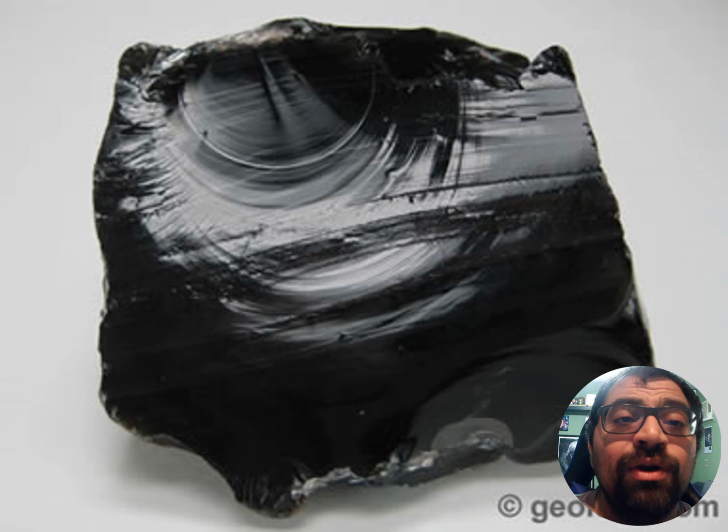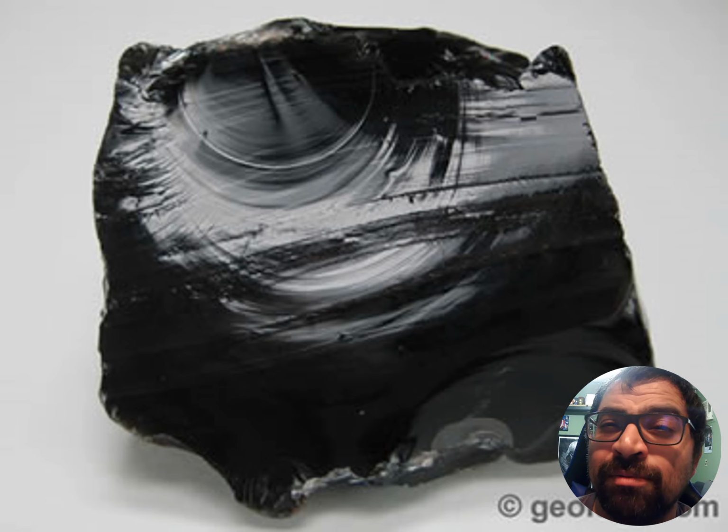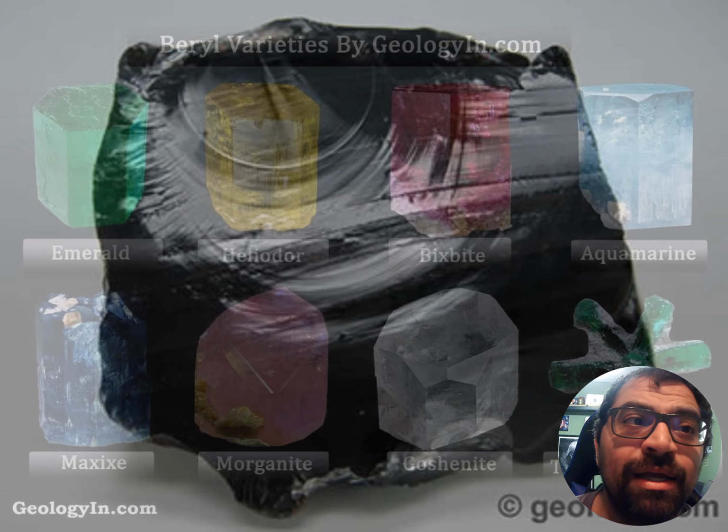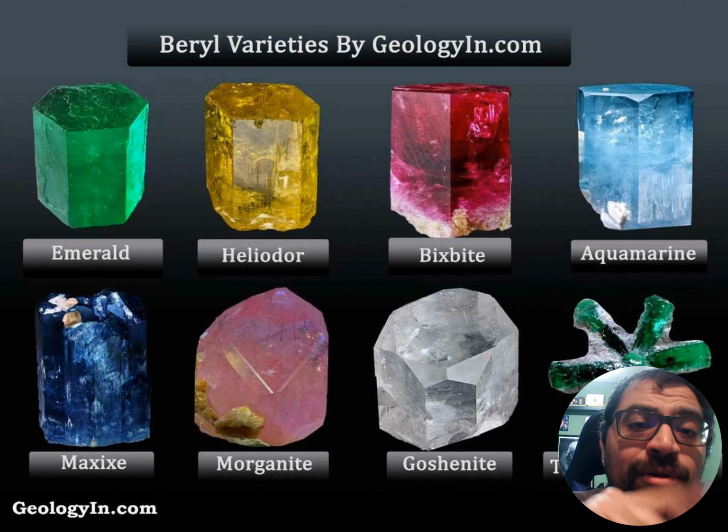Obsidian is naturally occurring, it is an igneous rock, but it does not really fall under what we would consider to be a mineral. It has to have the crystals inside of it located in a geometric pattern.